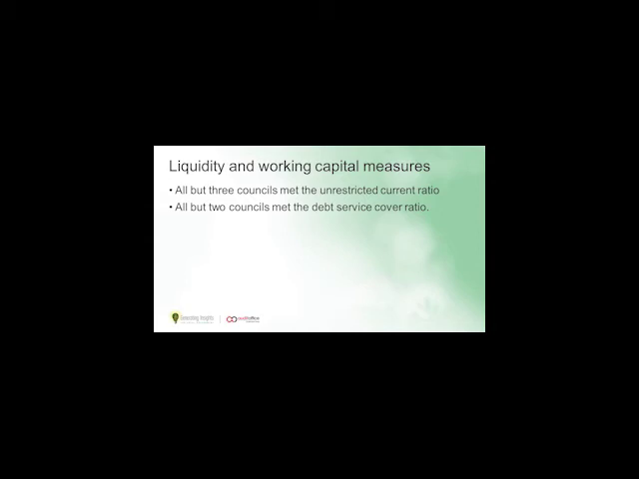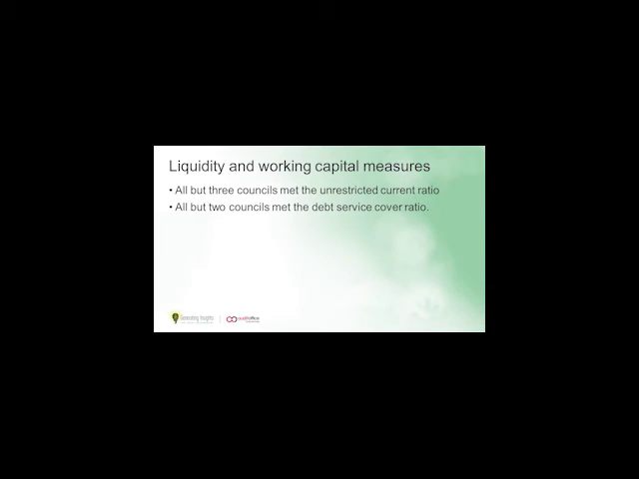OLG sets a benchmark for councils to have unrestricted current assets more than 1.5 times the value of unrestricted current liabilities. All but 3 councils met this benchmark for the unrestricted current ratio. This indicates that they can meet short-term obligations as they fall due. In fact, we found 96 councils had twice the OLG benchmark for working capital.